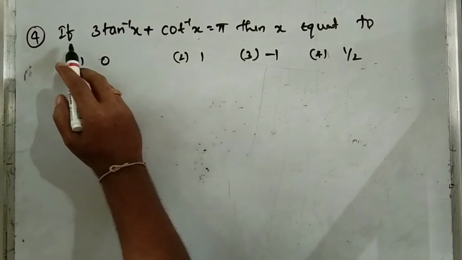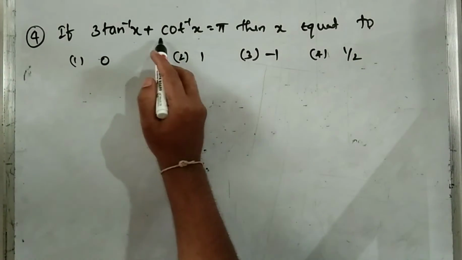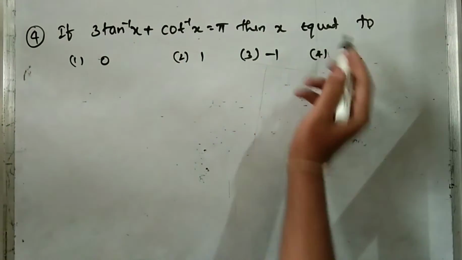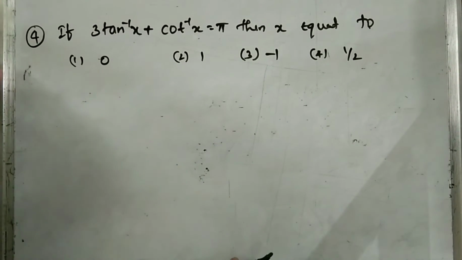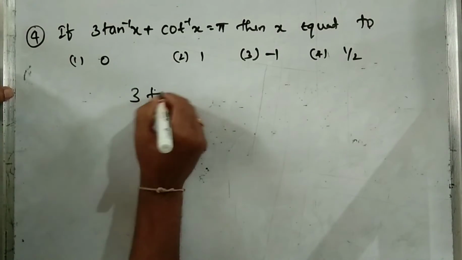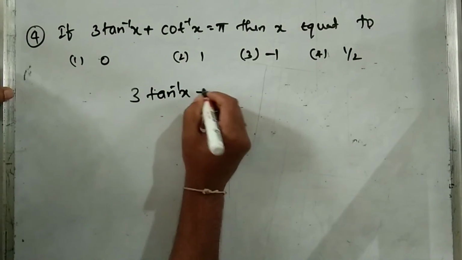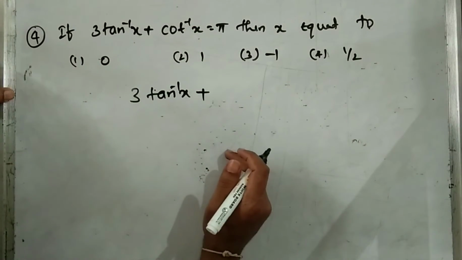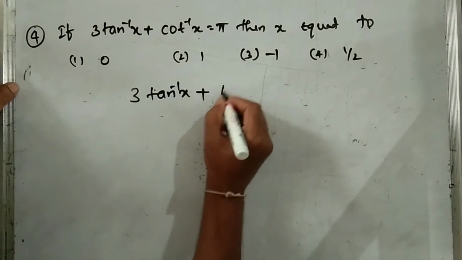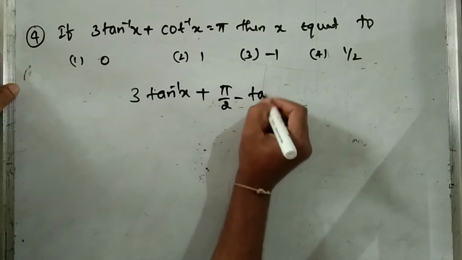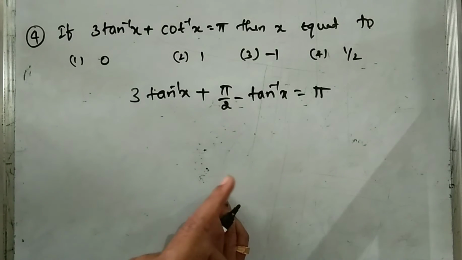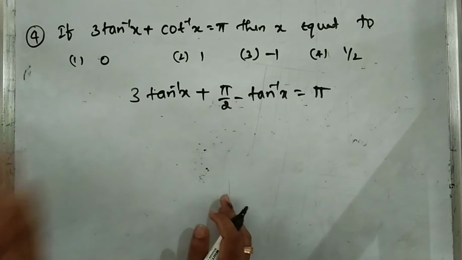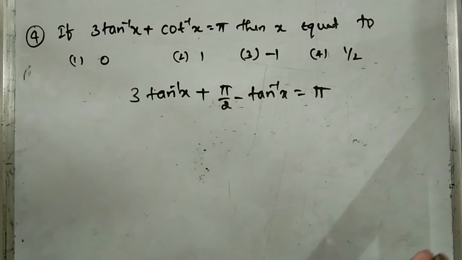Fourth one: if 3 tan⁻¹x + cot⁻¹x = π, then x is equal to what? We should find the x value. Now 3 tan⁻¹x plus cot⁻¹x, I can write cot⁻¹x as π/2 − tan⁻¹x, equal to π, because tan⁻¹x + cot⁻¹x is equal to π/2.